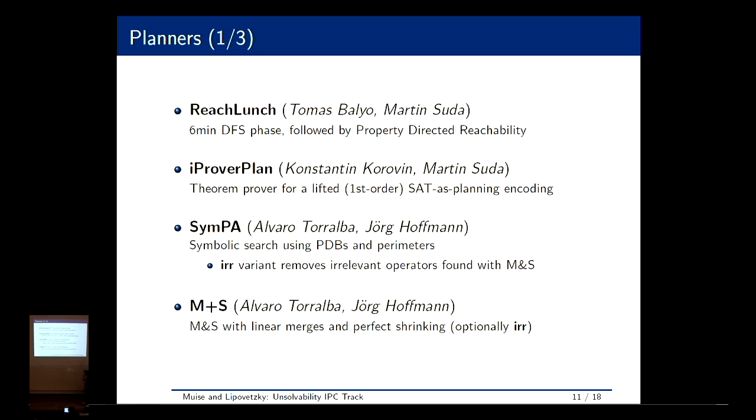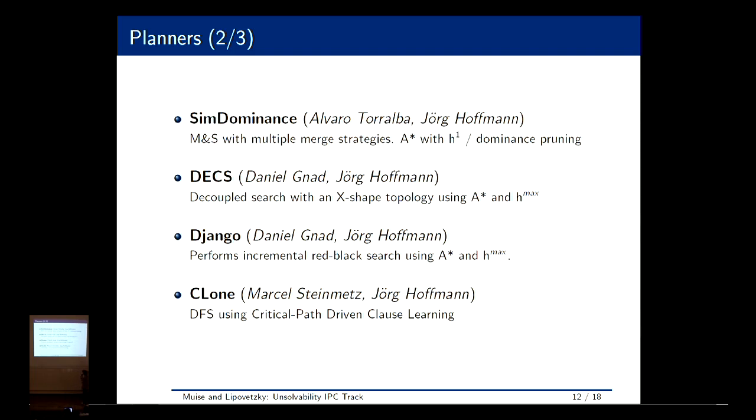Merge and shrink is one that uses linear mergers in a perfect merging and shrinking strategy and optionally uses the irrelevance pruning before it starts as well. So the simulated dominance, and again, I apologize, we have planner names for some of these and we made it up for some of the others, so let us know if we can change your planner name in the final slides. But simulated dominance uses merge and shrink with multiple merge strategies, A star with H1 and dominance pruning.